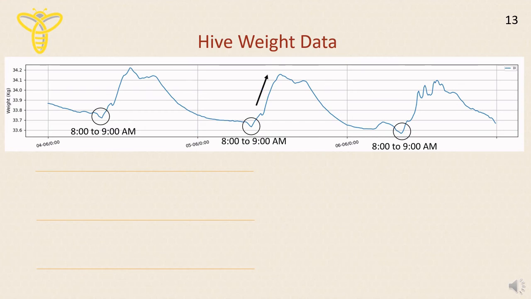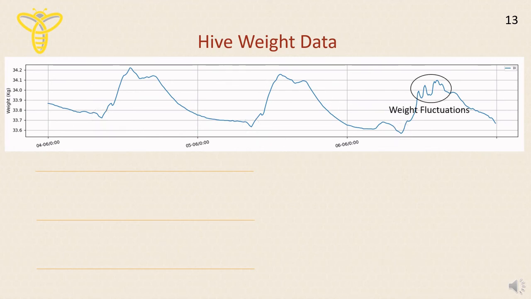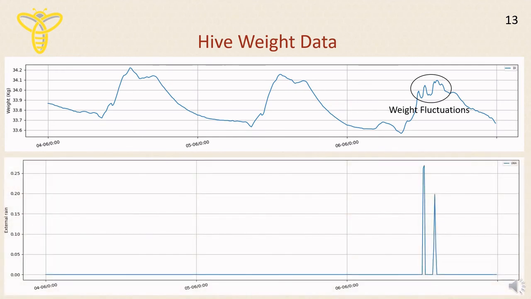The weight goes up. And after the sunset, the hive loses weight because of the nectar evaporation, and the bees consuming honey to stay warm during the cold nights. We also see some fluctuation in the weight on 6th of June. This is because the weight of the hive is affected by a lot of external factors. In this case, it is the rain.